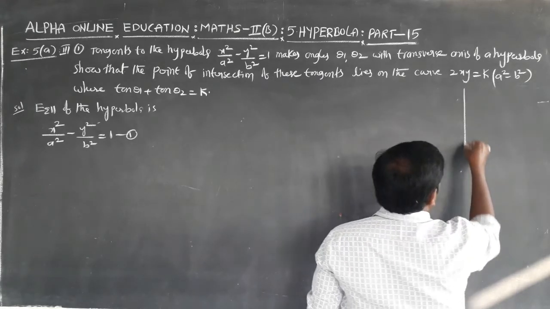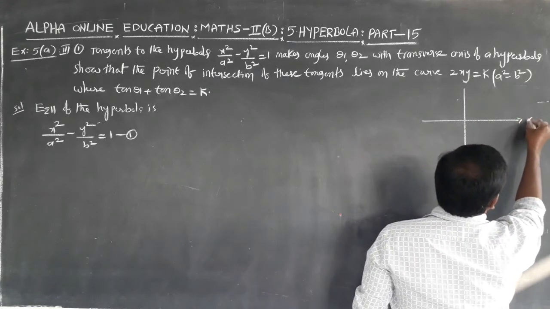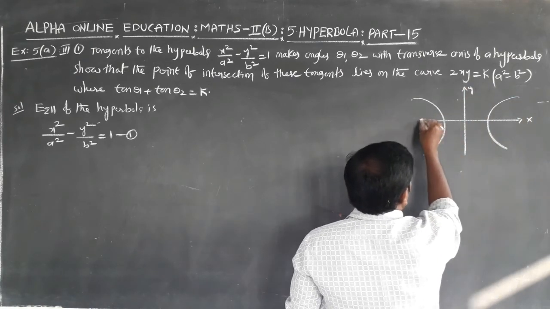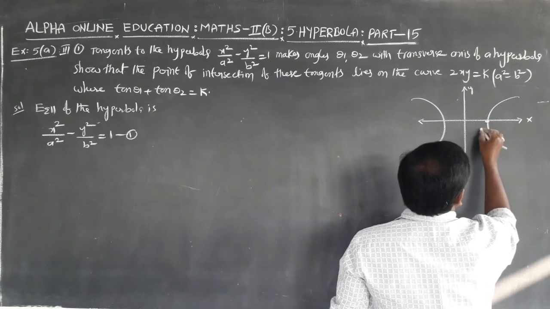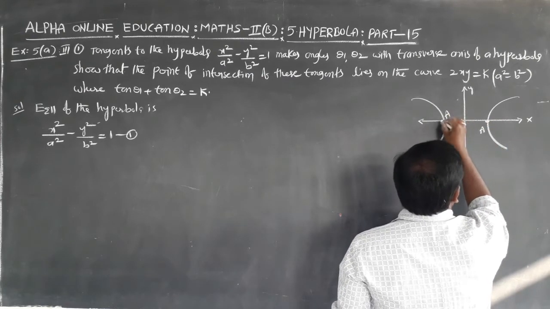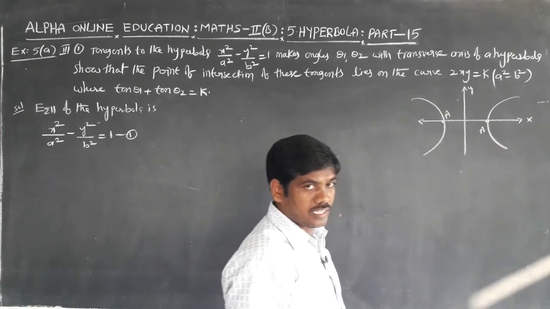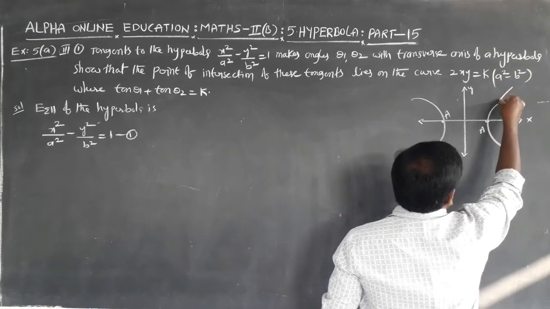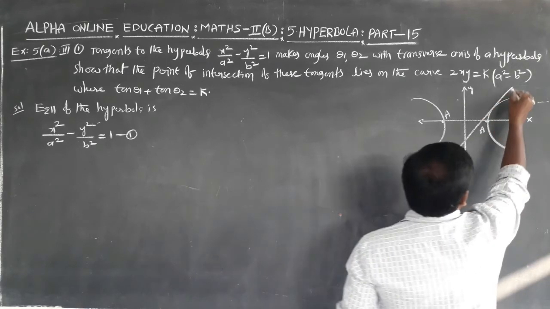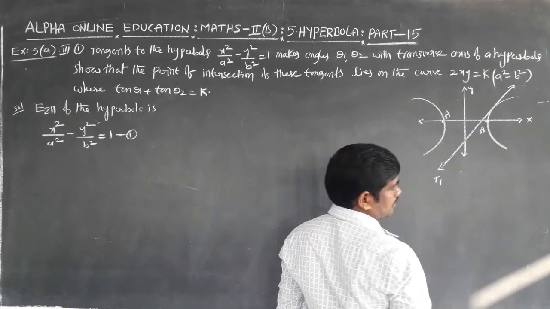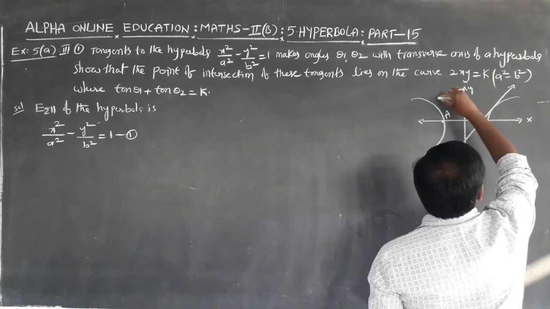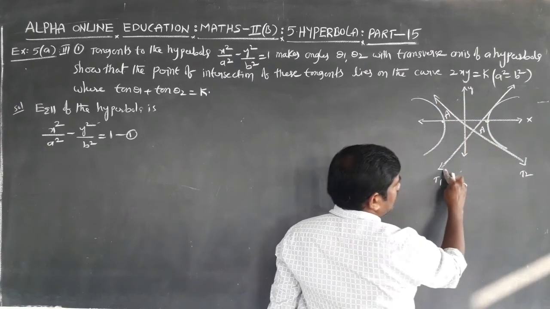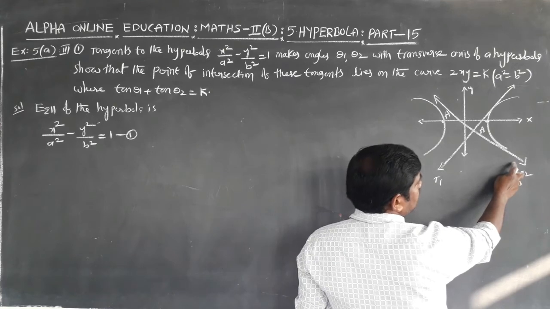This is the diagram of the hyperbola. Here A A dash is the transverse axis. Tangents are drawn to the hyperbola. This is the first tangent. This is the second tangent.